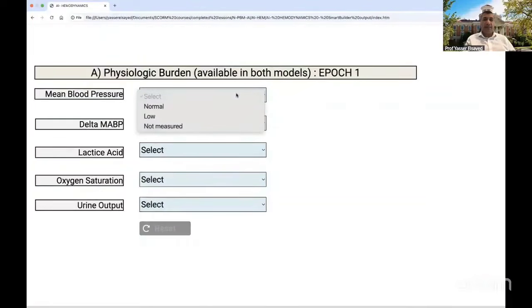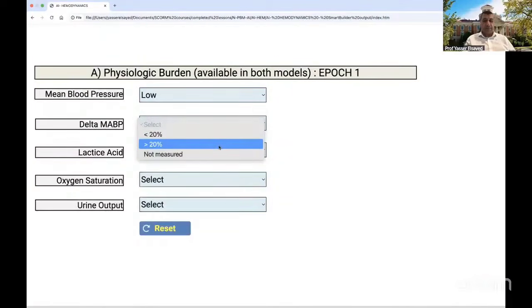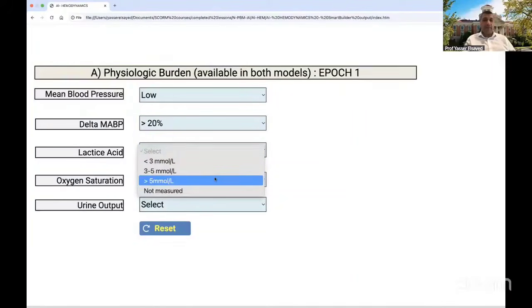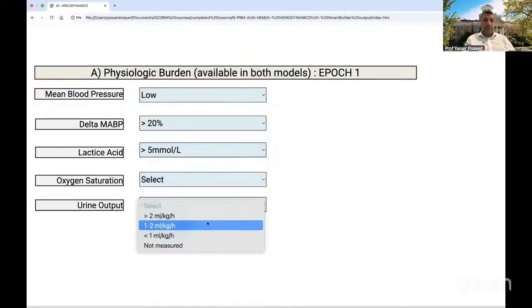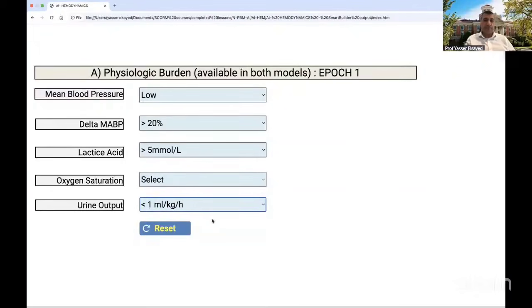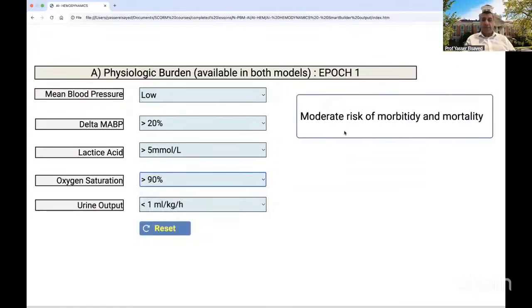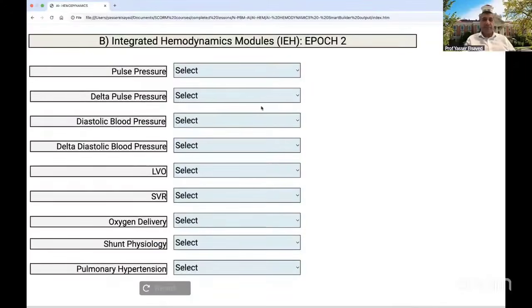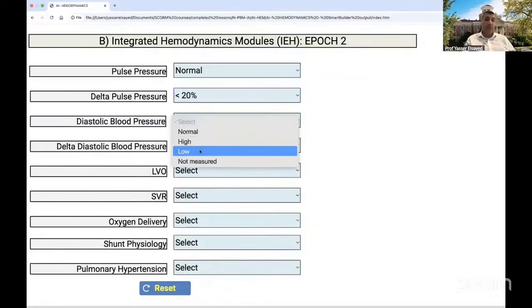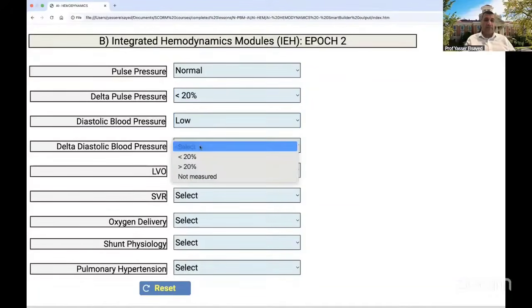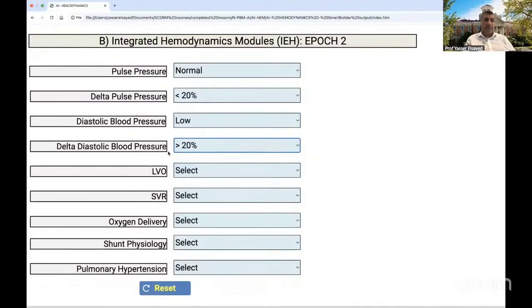Just go back and do exactly the same for the same patient in Epoch 2, assessed by echocardiography and assessed by NIRS, and we calculated the oxygen delivery. Exactly the same data. So you have moderate risk of morbidity and mortality, exactly the same, but we assess the blood pressure on time, which was normal. Delta blood pressure was normal, like the delta was less than 20%. The systolic blood pressure was low because of vasodilatory shock in our case example, and more than 20% delta blood pressure.